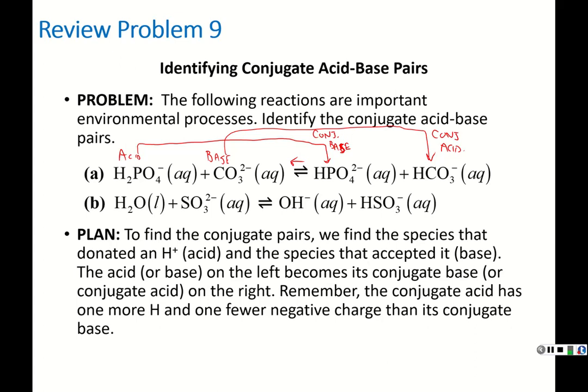And in the bottom reaction, we have water and SO3 2-. Water here is acting like an acid. It is donating a proton, and OH minus becomes our conjugate base for H2O. And SO3 2- is our base, which becomes HSO3 minus, our conjugate acid.